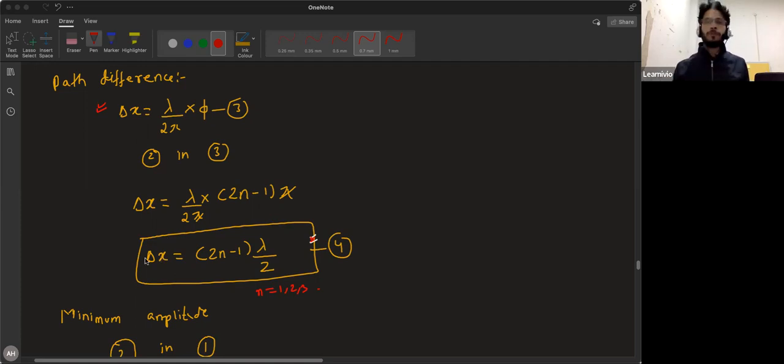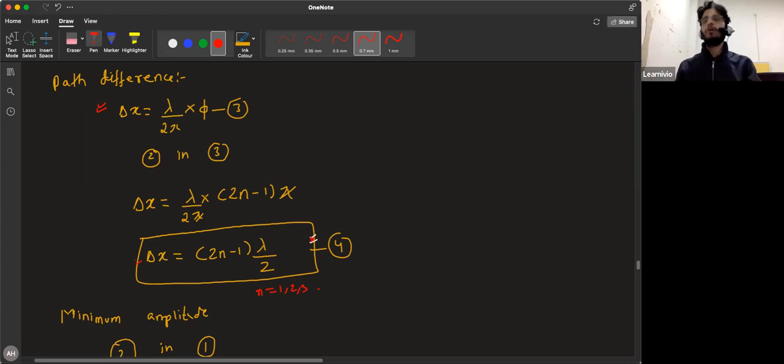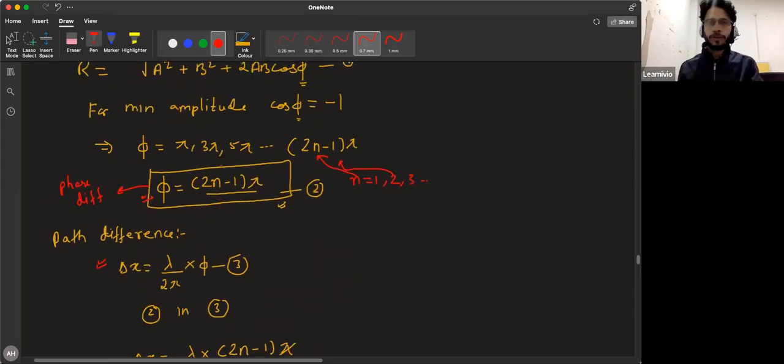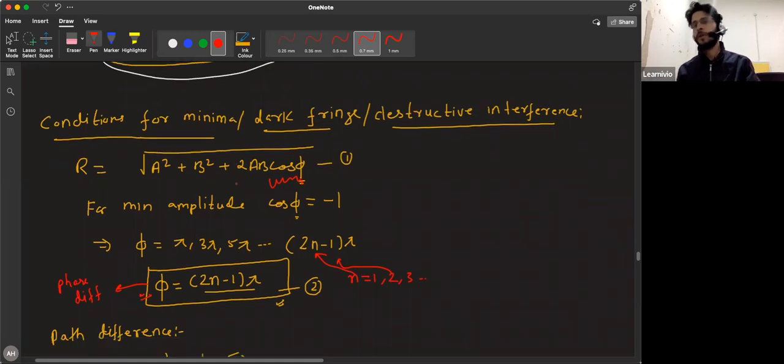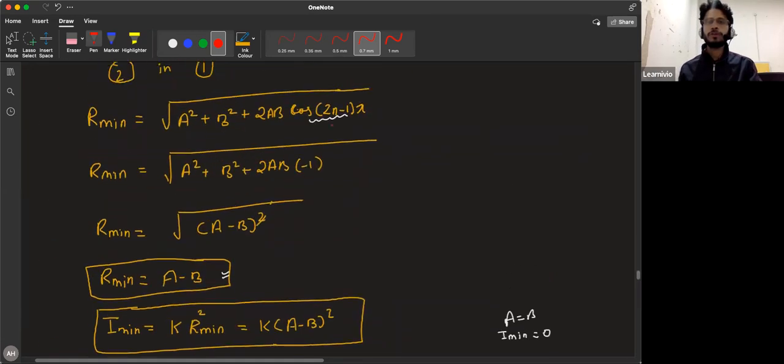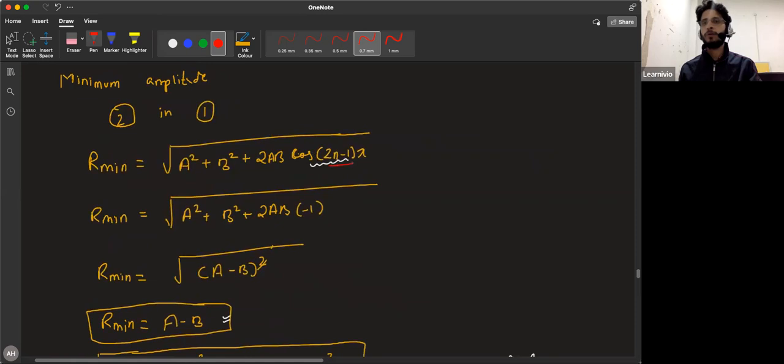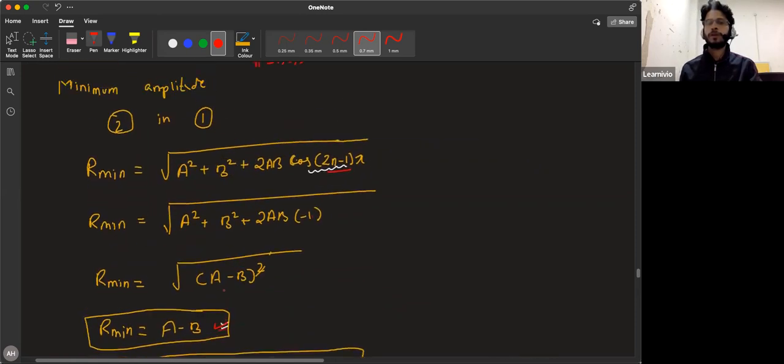Okay, so after the path difference, we need the minimum value of the amplitude and the minimum value of intensity. If this is the equation, for minimum amplitude, what should be the value of cos phi? For minimum R, what should be the value of cos phi? Minus 1. If you put cos phi equal to -1 here, it will be a square plus b square minus 2ab. So instead of plus sign, I'm writing phi as (2n-1) pi. This is minus 1, a minus b whole square. Your R minimum is a minus b.